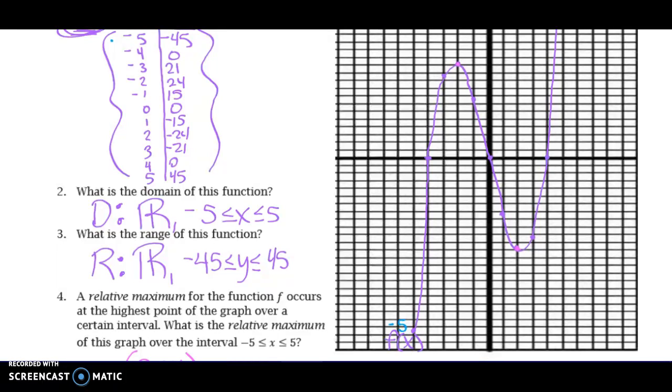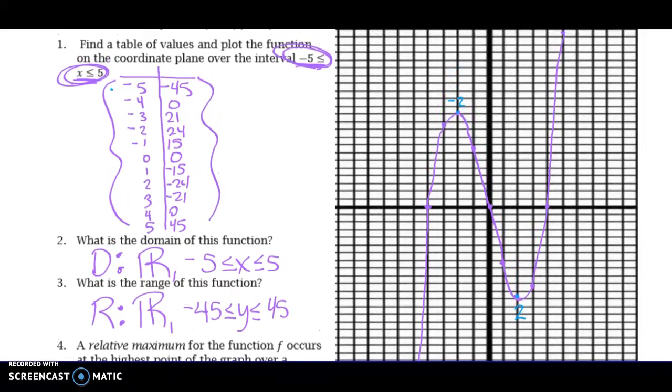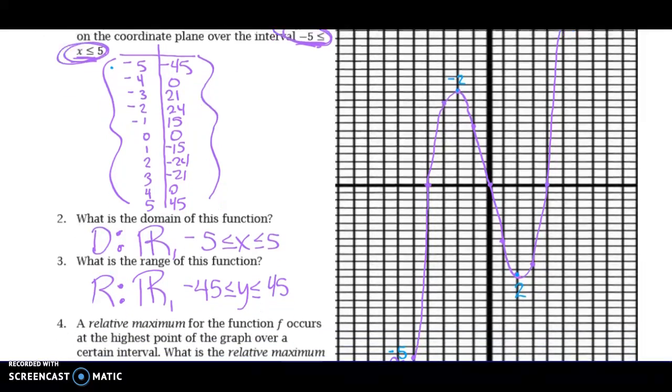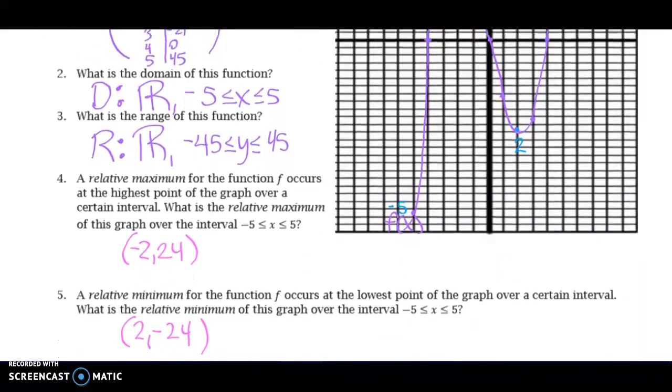And then we come and we are clearly increasing until we get to that maximum point, which was when x was negative 2. Then we decrease till we got to that minimum where x was equal to 2. Then we increase again and stop here where x is 5. So that's going to be how we will do our intervals.